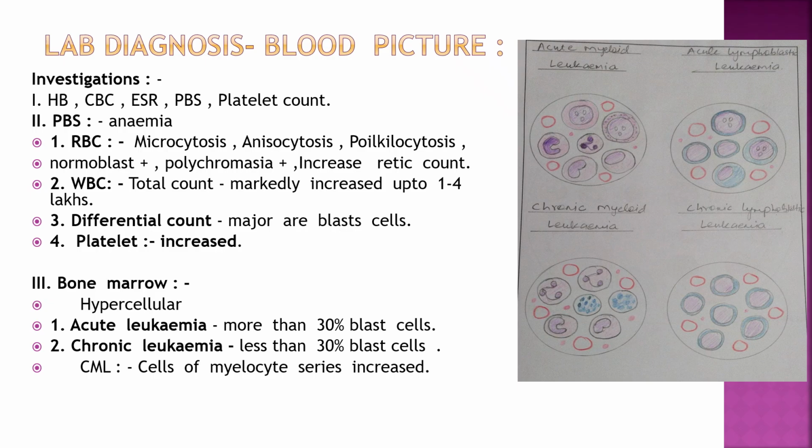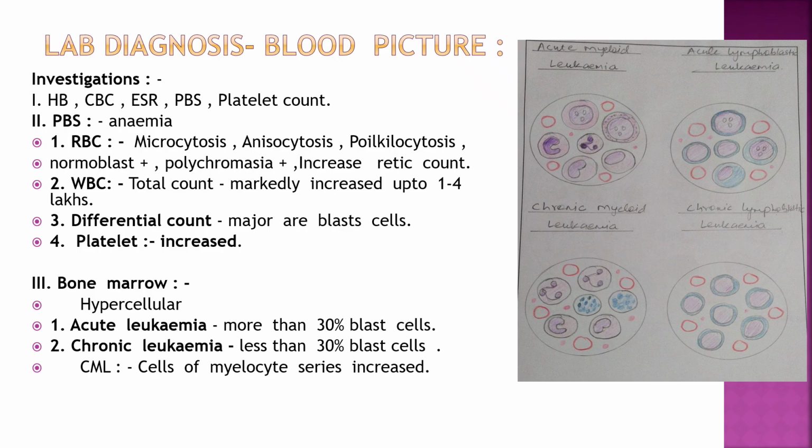WBC total count is markedly increased, up to 1 to 4 lakh cells per cubic millimeter can be there. In differential count, the major cells are blast cells, more than 30%, either myeloblasts or lymphoblasts according to the acute myeloid or acute lymphoid series. Then platelets are increased, so it is a hypercellular response. Then we can do bone marrow for the confirmation.